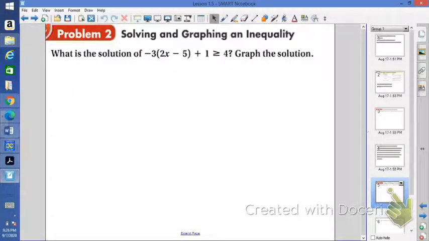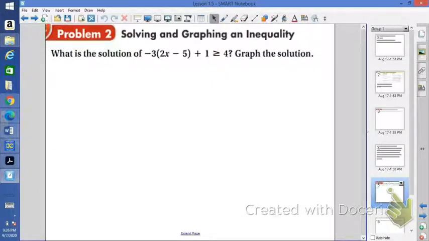So in problem 12, we need to figure out what the solution of this inequality is and then graph it. Alright, so we're going to treat the inequality sign like an equal sign, or just as if it was an equal sign. The only difference is if we multiply or divide both sides of this inequality by a negative, you need to flip it.